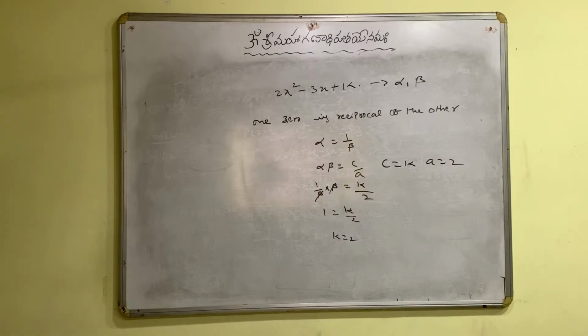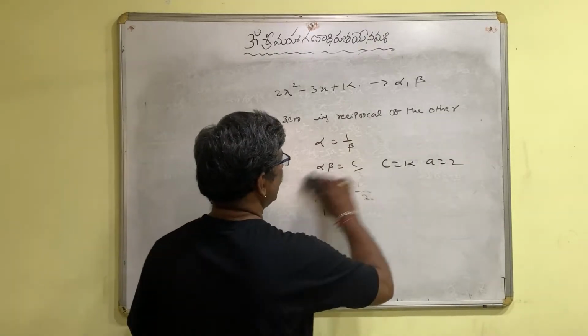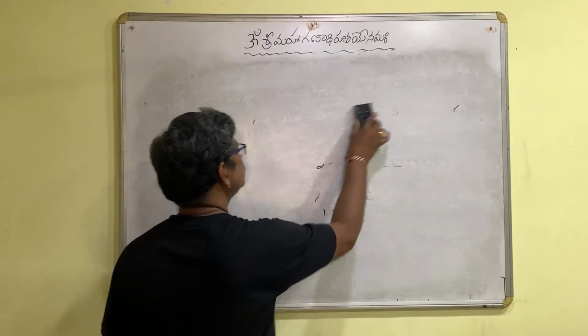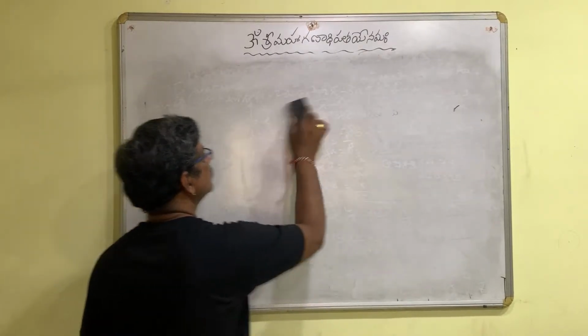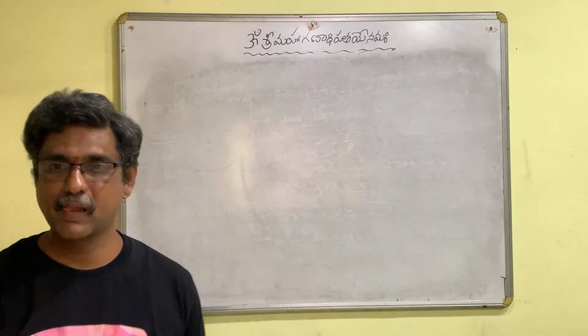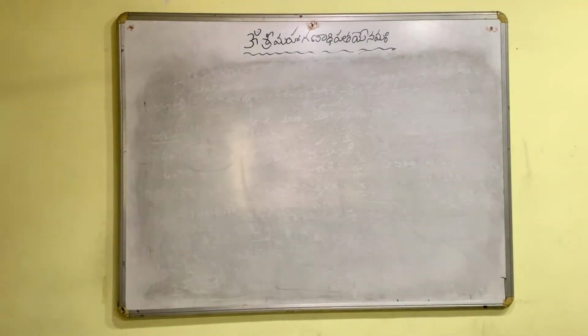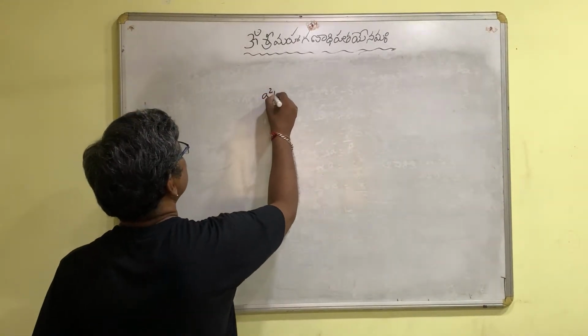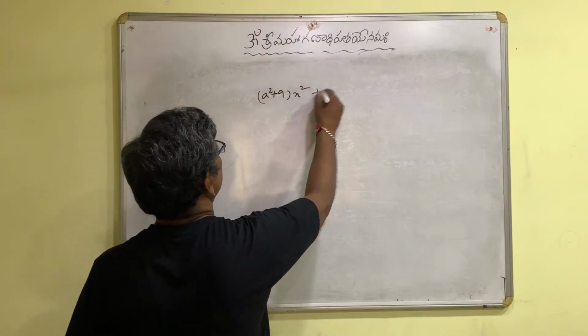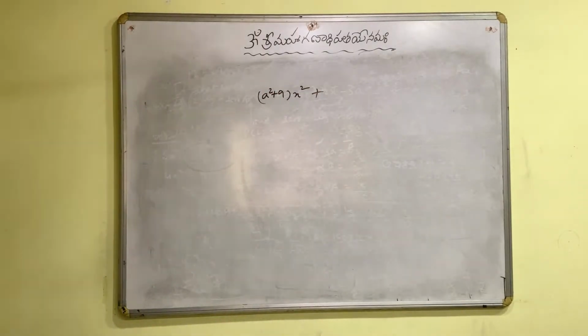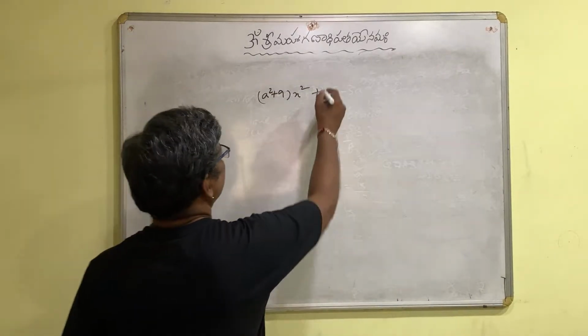And there is another problem of the same type. Problem number 5. If one zero of the polynomial is the reciprocal of the other, find the value of a. A square plus 9 times x square plus 13x plus 6a.